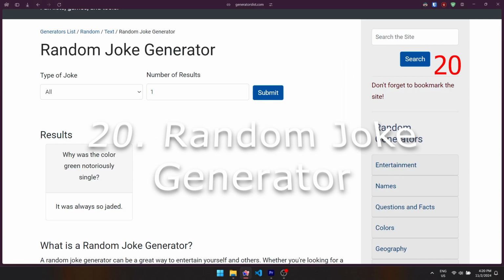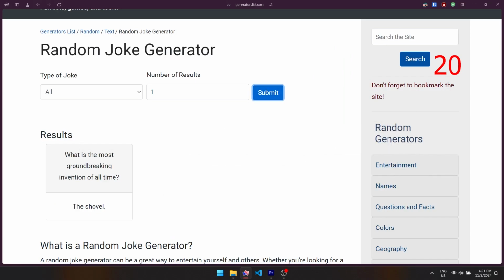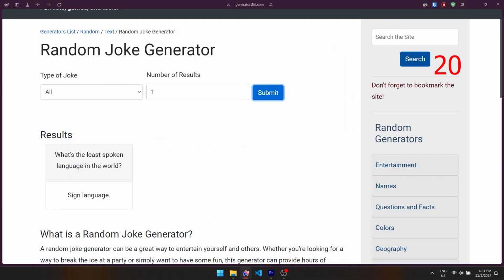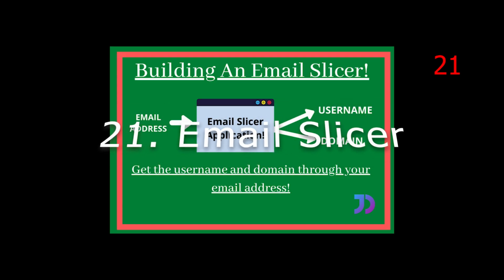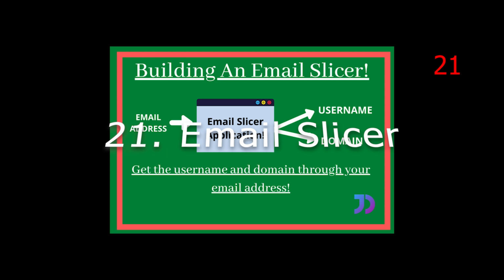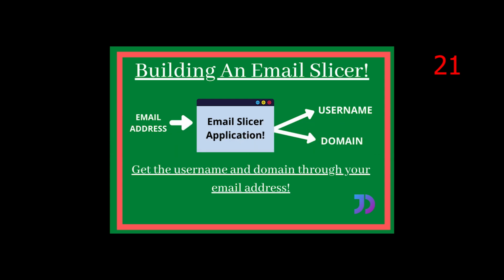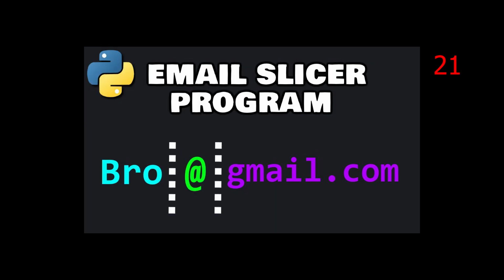The 20th number, random joke generator, which will of course be API based, right? Use an API to fetch data and display the random joke to the user. After that, the last one, 21st number, email slicer. Create a program that takes an email address and splits it into username and domain.